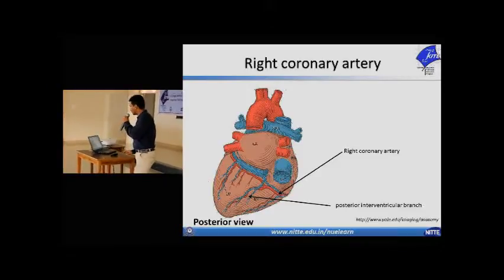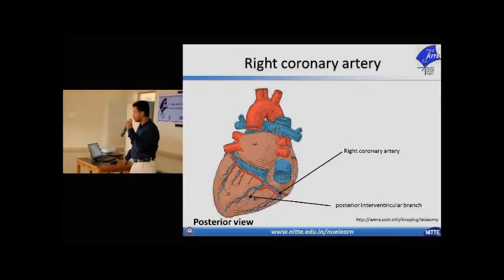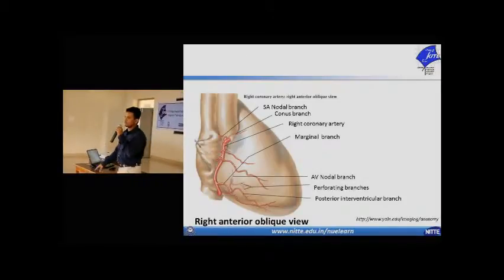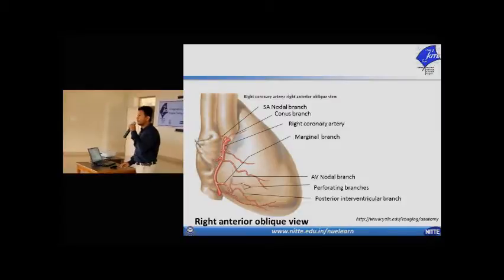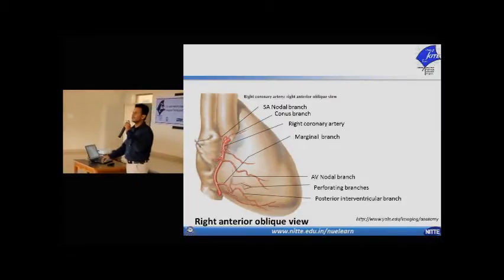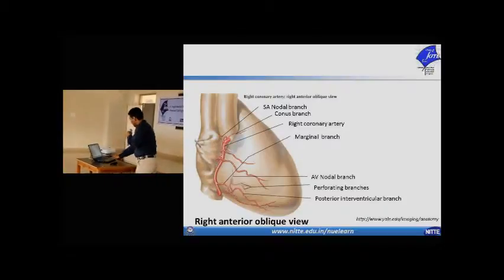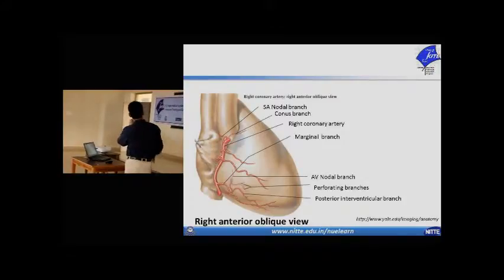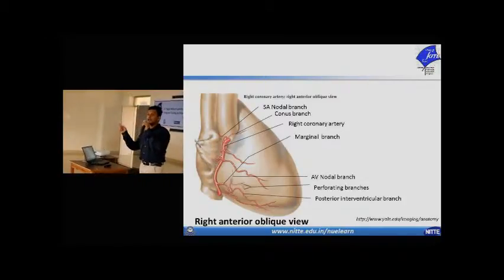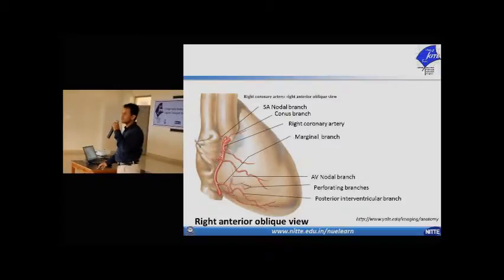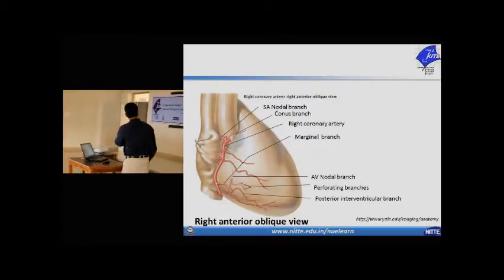So we missed out a few of the branches from the right coronary artery in that view. So there is another, more comfortable view, the right anterior oblique view. I think you have already seen that in the angiogram. So the branches: the right coronary artery, the main artery, the thicker one, you can see. The one which is going above, between the pulmonary trunk and the right auricle, is the SA nodal artery, that is 60% of the times.